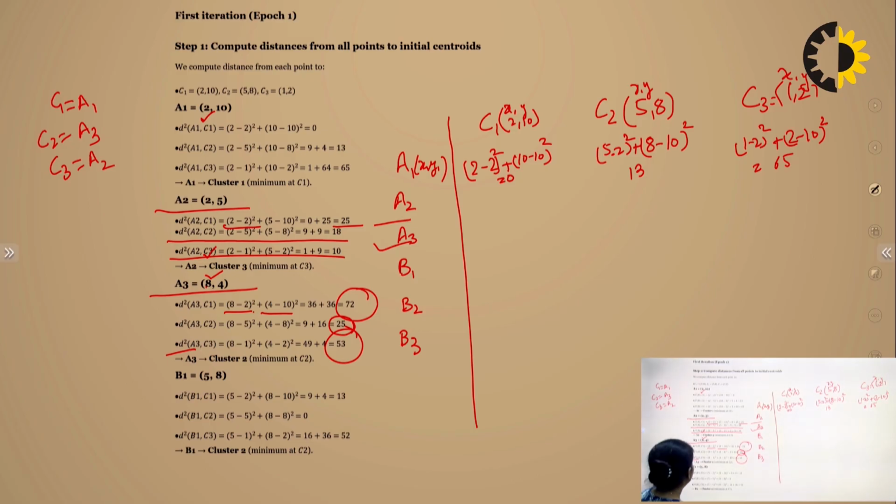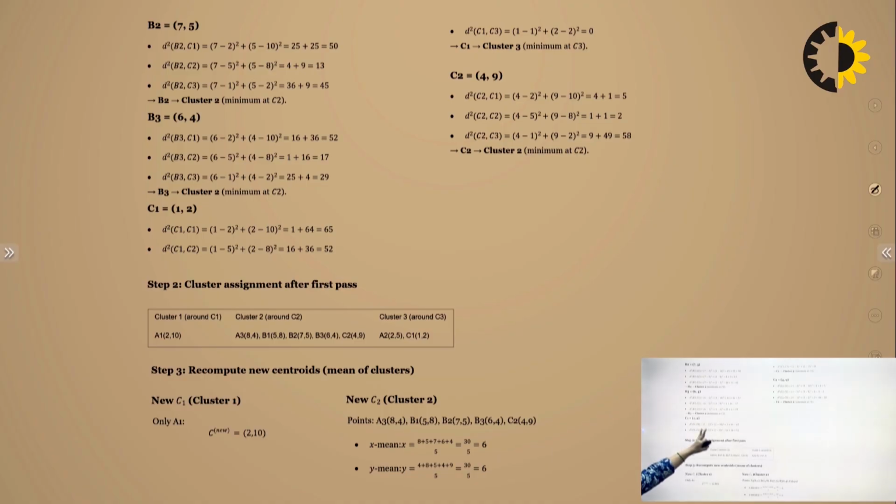Okay. Same we will go for it. As we can see, in C2 B1 has the smallest, so B1 will go here. Okay. Same when I compute all, these will be the following clusters assigned. A1 will go in the C1 cluster. In the C2 cluster, A3, B1, B2, B3 and C2 will go on the basis of minimum distance. In cluster 3, A2 and C1.